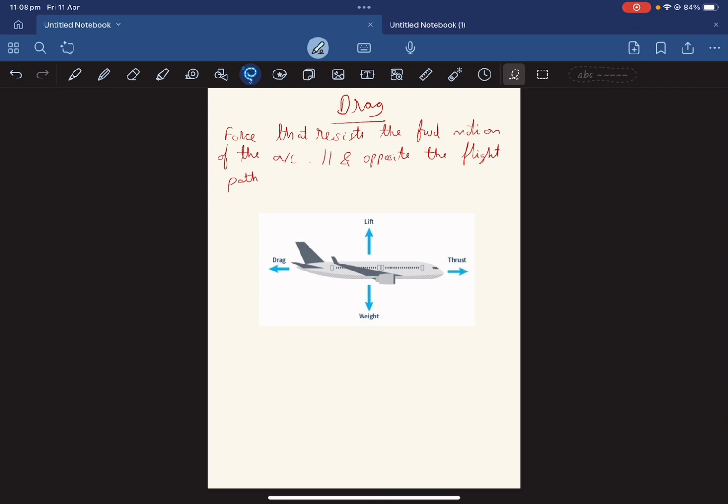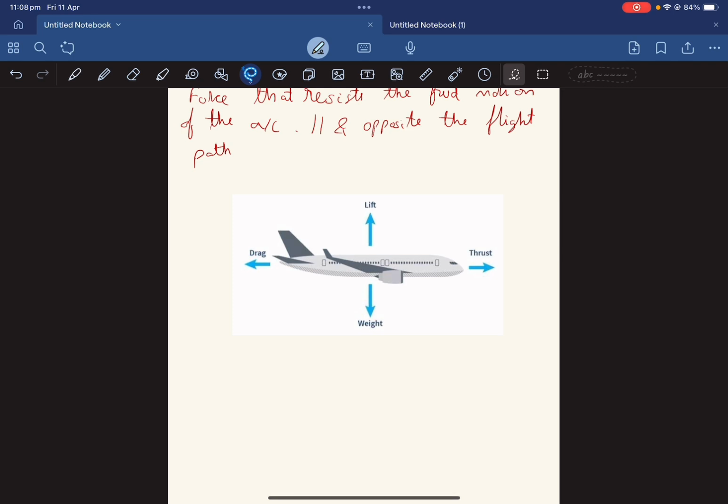So what exactly is drag? Drag is the force that resists the forward motion of the aircraft. It's parallel and opposite to the flight path. As I've said in the previous video, I'll explain it again. What is the flight path? It's the path followed by your aircraft. So if this is my aircraft, it's moving forward, and this is drag. It's also parallel and opposite to the flight path.